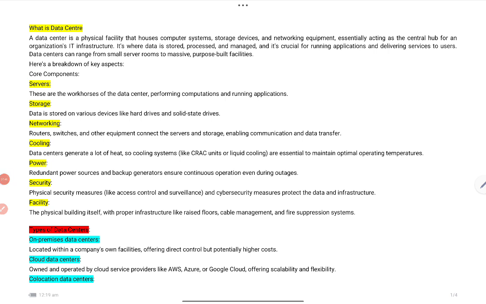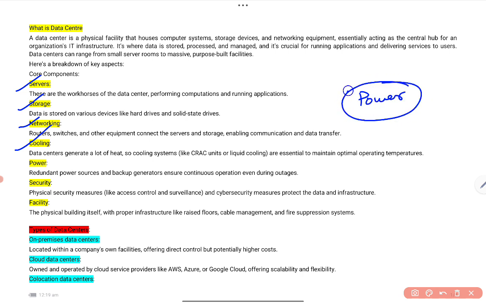To drive these chillers, CRAC units, networking units, storage devices, servers, and the cooling, we require power. Power means electricity is required. In data center terminology we simply say power. Redundant power sources and backup generators ensure continuous operation even during outages. So power and backup power are the most important part of the data center. Our first priority is to provide uninterrupted power supply to the servers, storage devices, and networking.